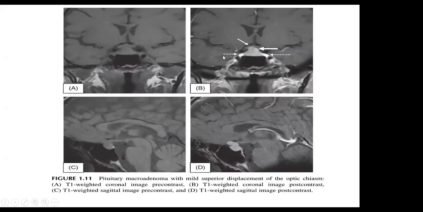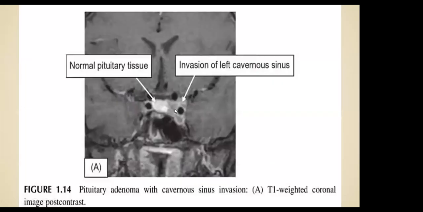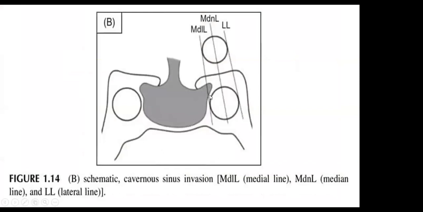Regarding the cavernous sinus invasion, most of the prolactin secreting tumors will invade the cavernous sinuses, and typically the prolactin level will increase significantly after invading the cavernous. And as you see here, this is a case of a macroadenoma encasing the left internal carotid artery. And there is a grade of invasion that we determine by drawing 3 lines, one medially, one laterally on the internal carotid artery, and one in the midline.